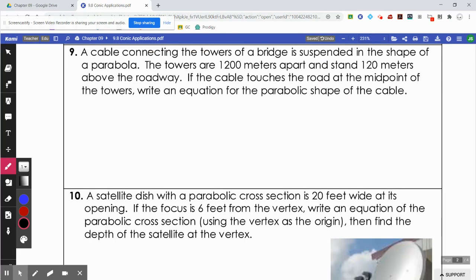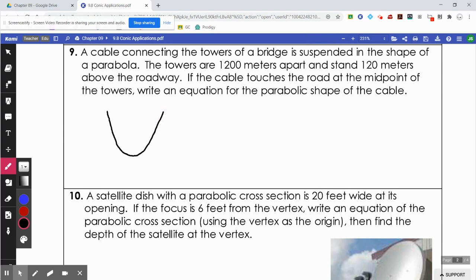Okay, number 9, a cable connecting towers. The towers of a bridge are suspended in the shape of a parabola. The towers are 1,200 meters apart, and stand 120 meters above the roadway. The cables touch the road at the midpoint of the towers. Write an equation for the parabolic shape. So the biggest question is, where is the origin?